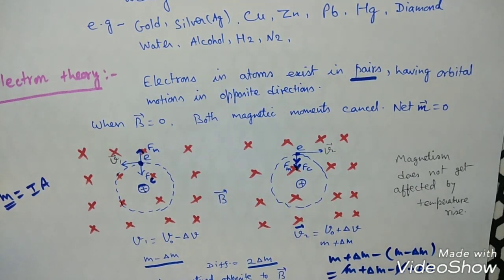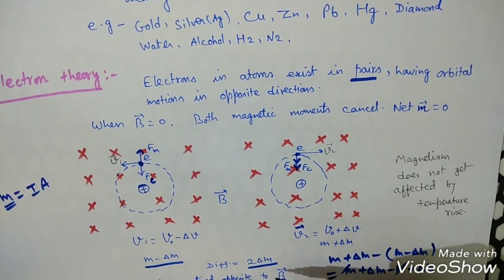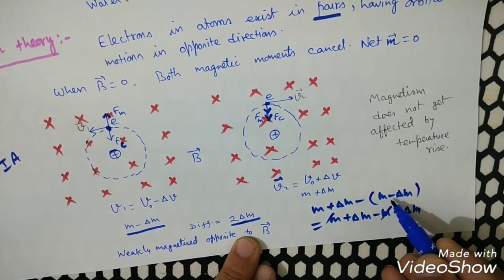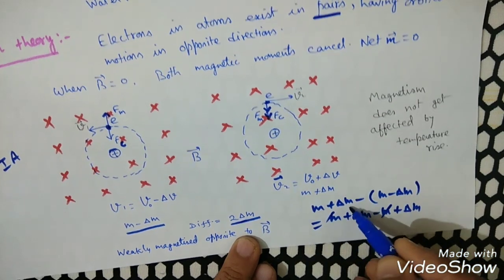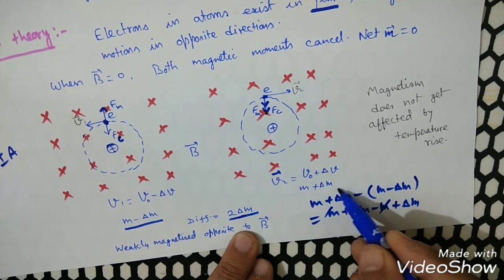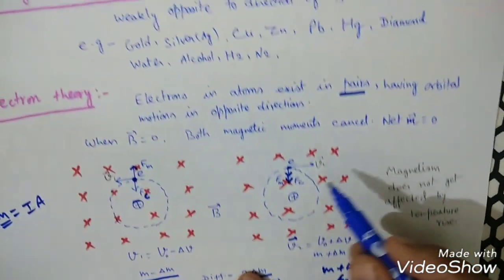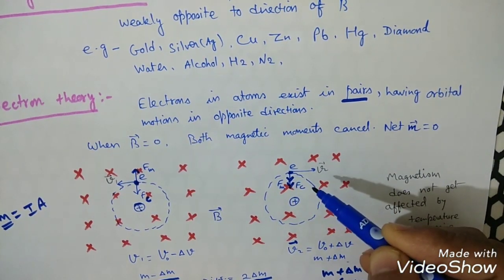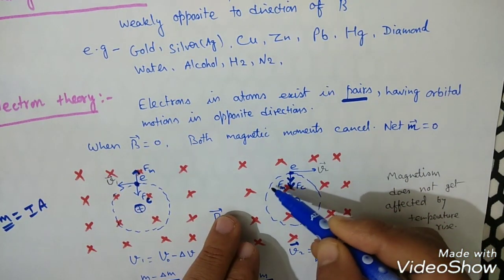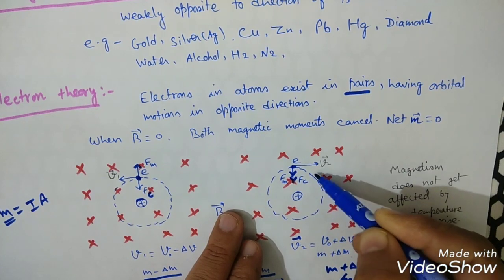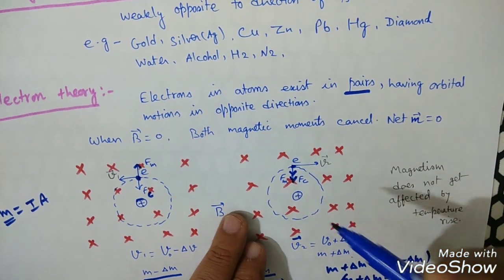And what will be the direction of this net magnetic dipole moment? Let us see. Its resultant direction is towards the direction of m plus delta m, because we are subtracting m minus delta m from m plus delta m and we are getting a positive quantity. That means the resultant direction is that of m plus delta m. So we will see the direction of magnetic dipole moment in this second case. What is the direction of magnetic dipole moment? We have already studied that the atom acts as a magnetic dipole. Its direction is from south pole to north pole.